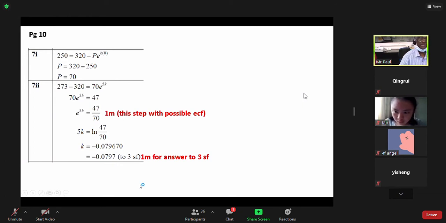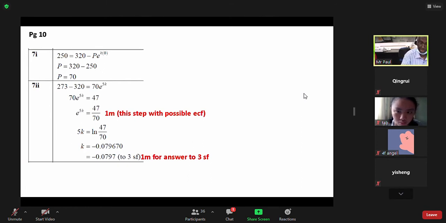So your first mark is only given here after all your hard work. You come to this part, then you get your first mark, nothing down here. Then, of course, to solve this, you got to take ln on both sides, and then you happily get your K. And I don't know, 1 or 2 students, 3 SF is 0.0800. I don't know who's that. Only one of you doesn't know how to give this to 3 SF. Other than that, it was okay.